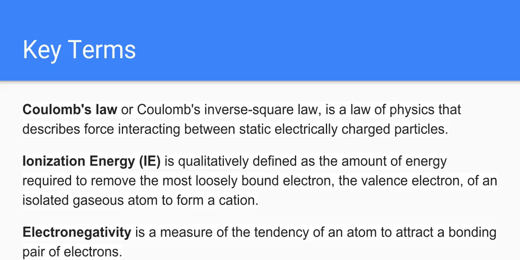And here are a few key terms. Coulomb's law is a law of physics that describes forces interacting between static electrically charged particles. Ionization energy is the amount of energy required to remove the most loosely bound electron, the valence electron of an isolated gaseous atom to form a cation. And electronegativity is a measure of the tendency of an atom to attract a bonding pair of electrons.